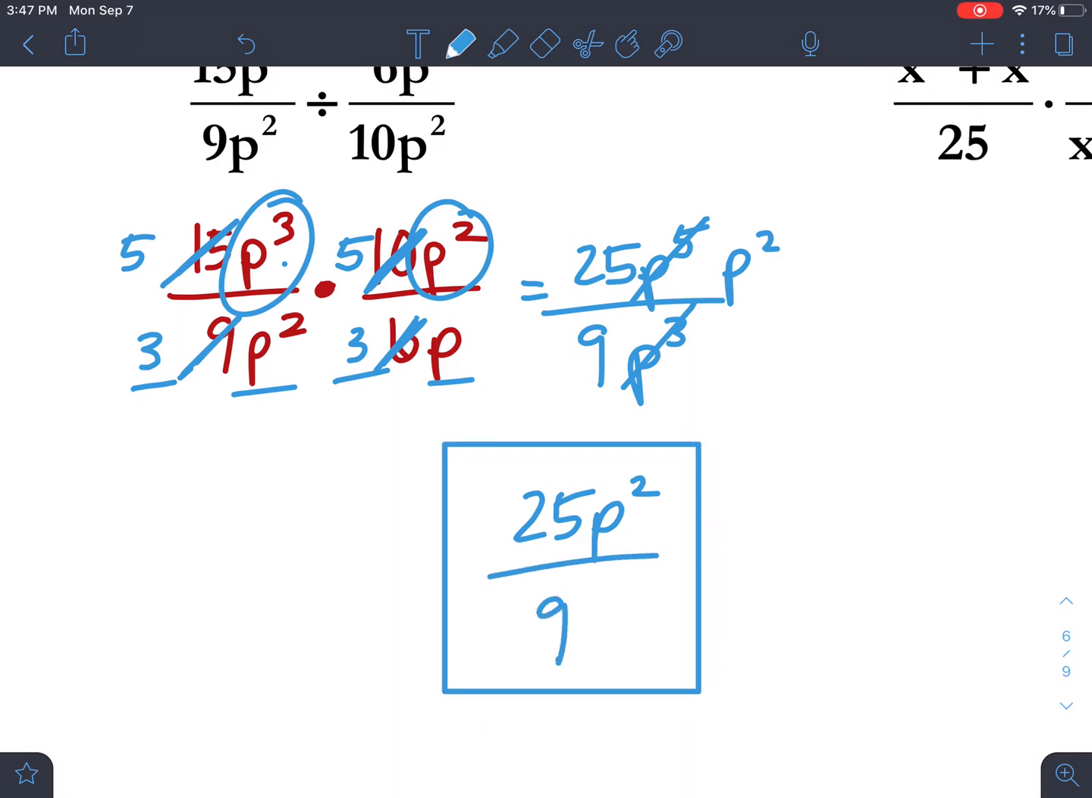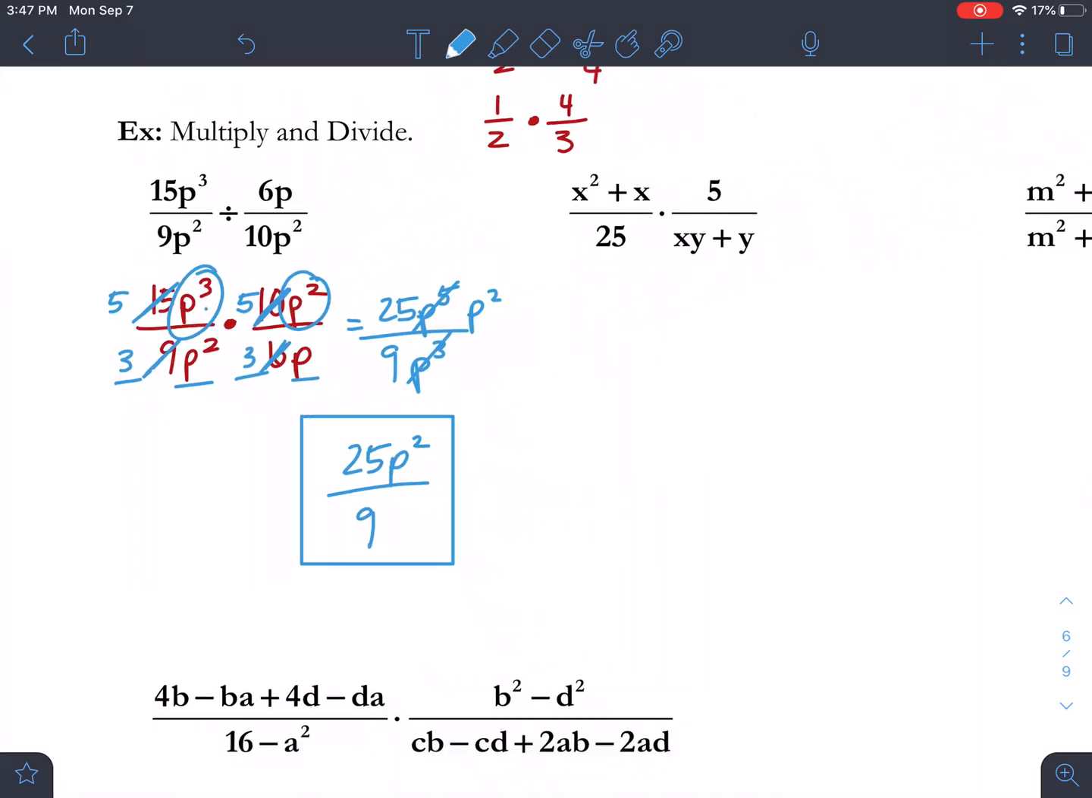For some reason, when people get perfect squares, they just like automatically want to square root. You cannot just randomly square root. So this is done unless it's equal to x or something. You know, we can't do any random square rooting. So that's about it. Now, again, you could have multiplied across and then simplified later, and you'd get the same answer as me.